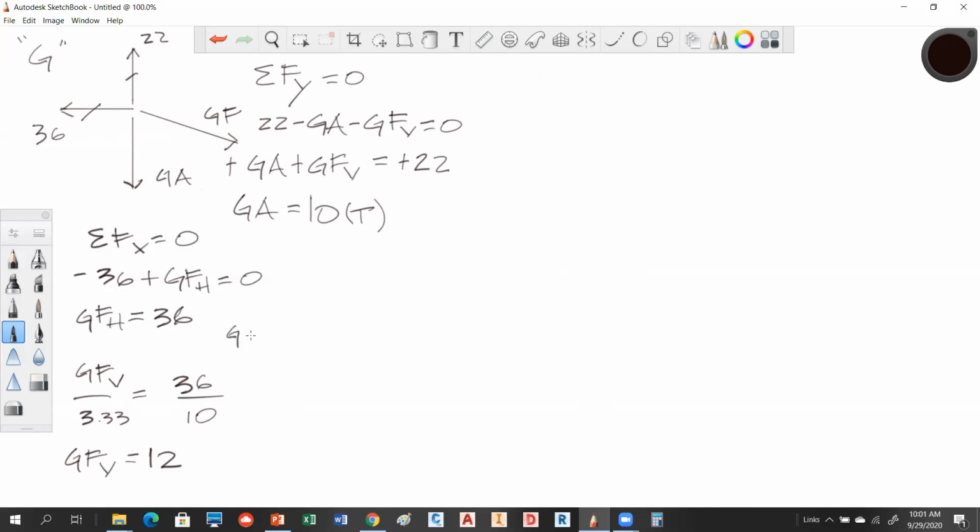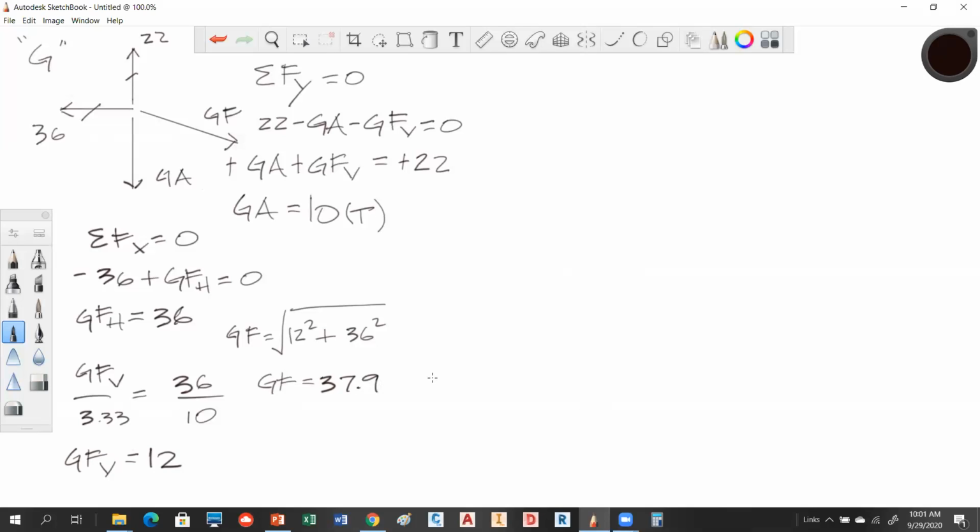So now we can solve GF using the Pythagorean theorem. 12 squared plus, what was it, 36 squared? And that gives us GF, also tension. So both of those are tension members. So 12 squared plus 36 squared, square root. Basically 38. You could call it 37.9 if you want. I'll just call it 37.9.